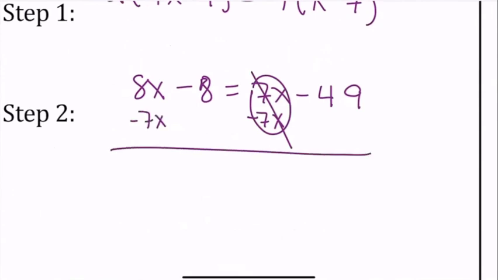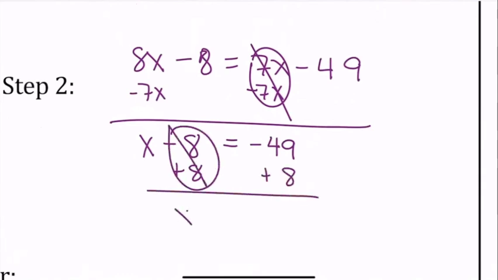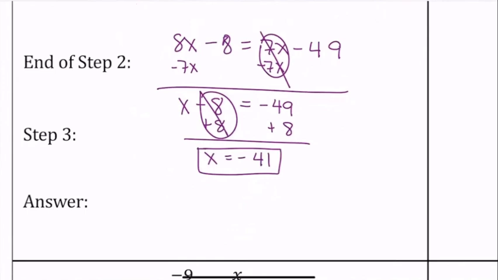Anything that happens on one side has to happen on the other side. So I have 8x minus 7x to just be 1x. I'm going to bring down what I didn't use. And then I'm going to do the inverse of what's already happening. So currently we're subtracting an 8. The opposite would be to add an 8 because that would give us a 0 pair. And this would give us -41. So that is the answer.